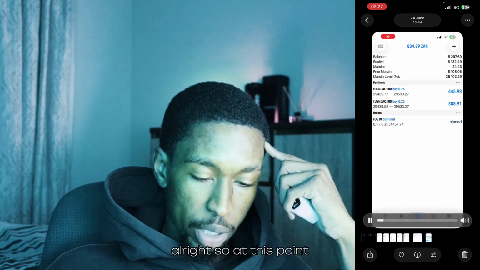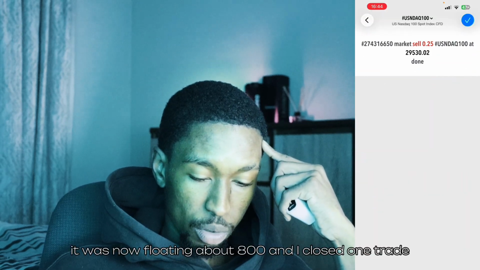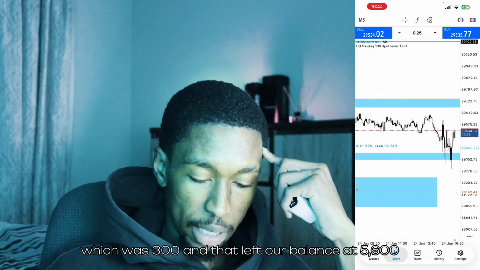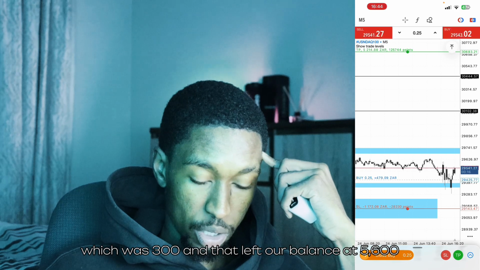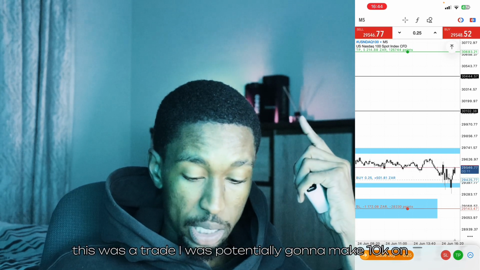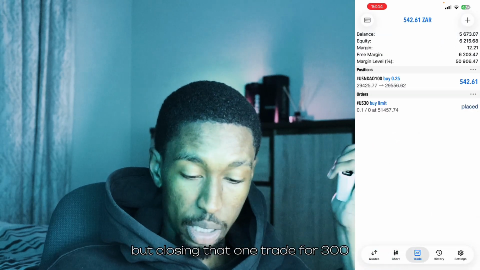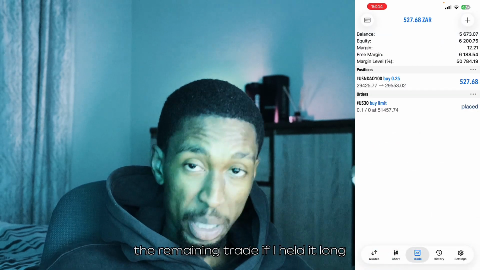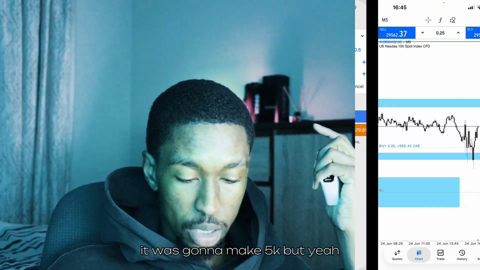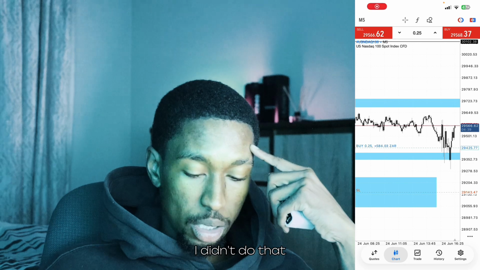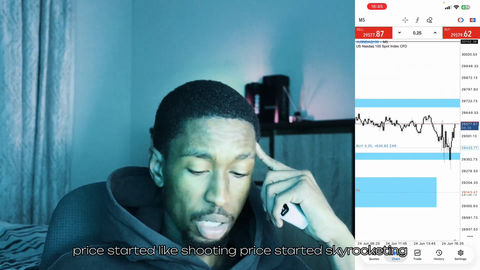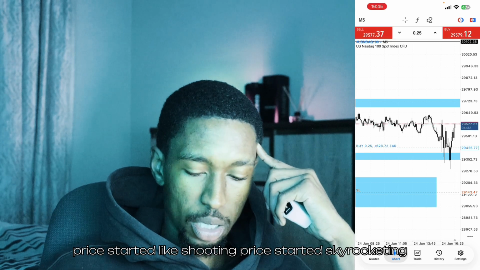Right, so at this point it was now floating about 800, and I closed one trade which was 300, and that left our balance at 5,600. So as you can see, guys, this was a trade I was potentially gonna make 10k on, but closing that one trade for 300, the remaining trade, if I held it long, it was gonna make 5k. But yeah, I didn't do that. I remember I closed this trade very early. Right after I closed it, price started skyrocketing.